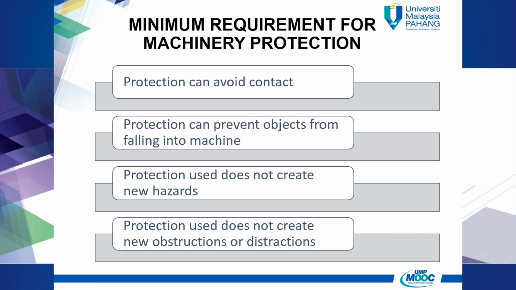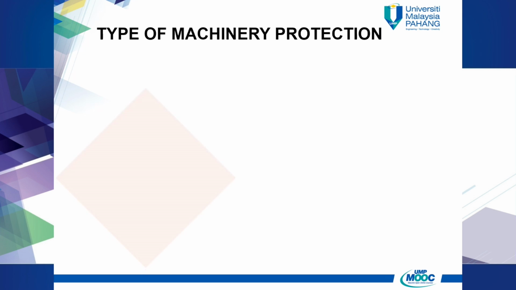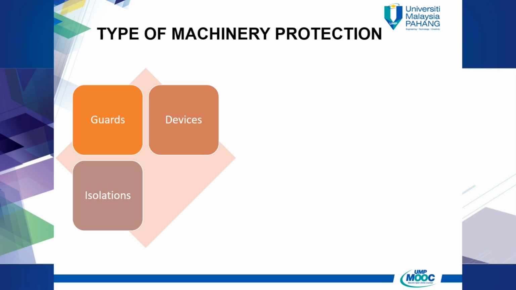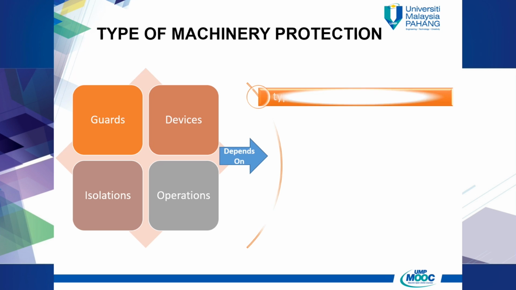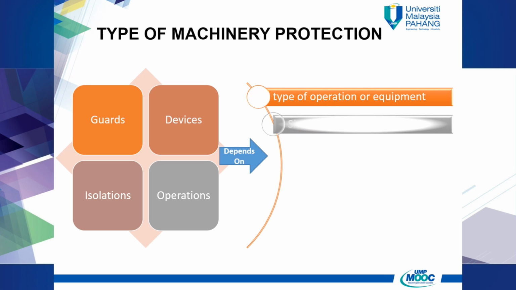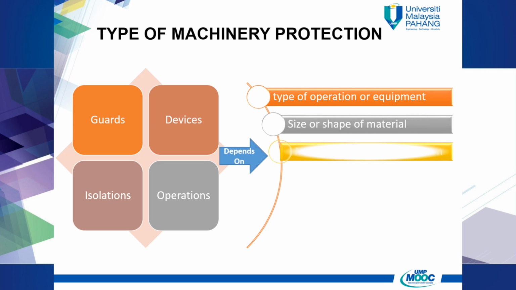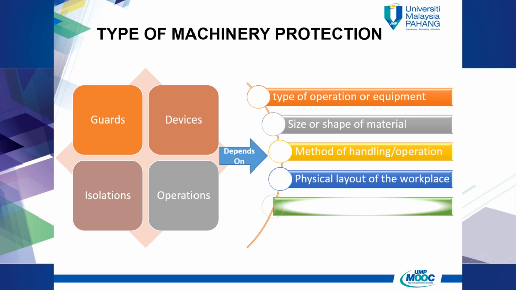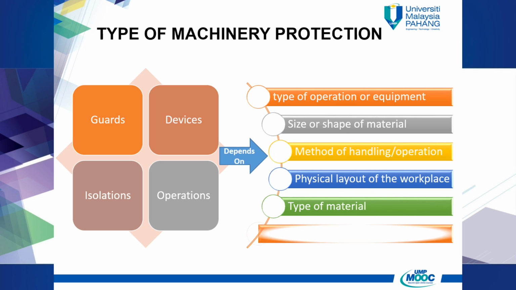There are basically 4 types of machinery protection. Number 1, guards. Number 2, devices. Number 3, isolations. And number 4, operations. The selection of machinery protection depends on the type of operation or equipment, size or shape of material, method of operation, physical layout of the workplace, type of material and production requirements.